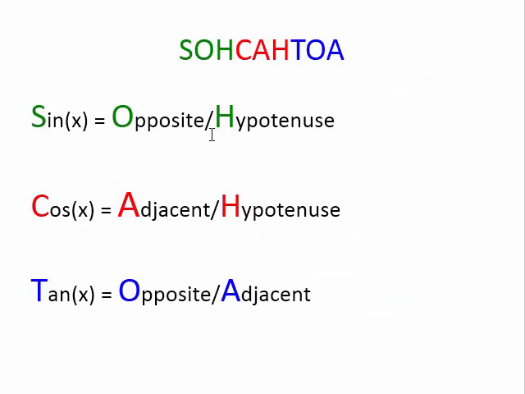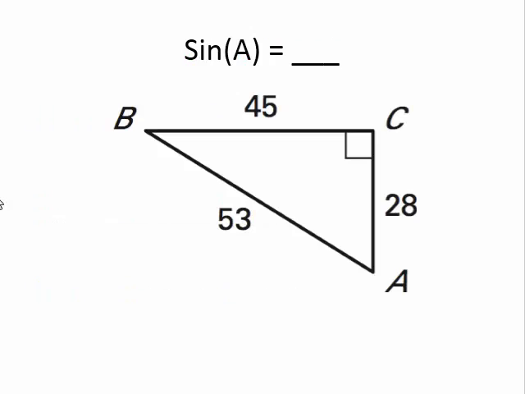A quick way to remember this is using the word SOHCAHTOA. SOH stands for sine of x is equal to the opposite side over the hypotenuse. CAH, cosine, is equal to the adjacent over the hypotenuse. And TOA, tangent, is equal to the opposite over the adjacent. Got several for you to try, the first of which is this one right here. Go ahead and try this one out, pausing the video, and press play when you're ready to see the answer.